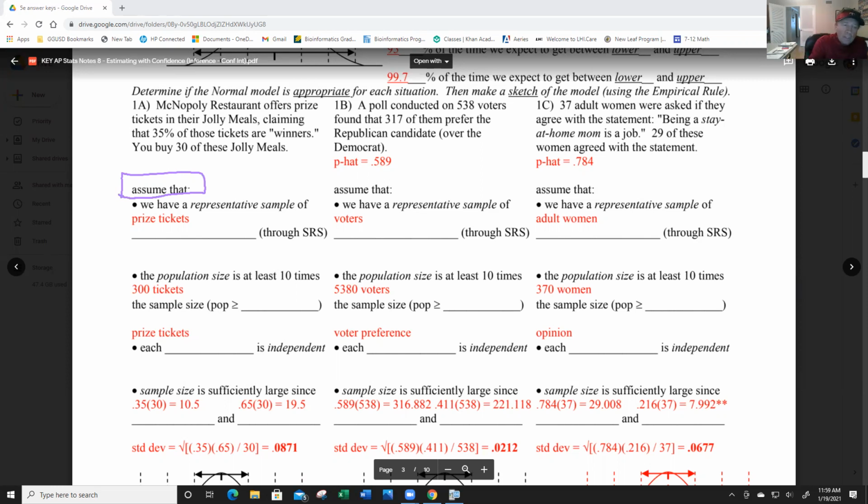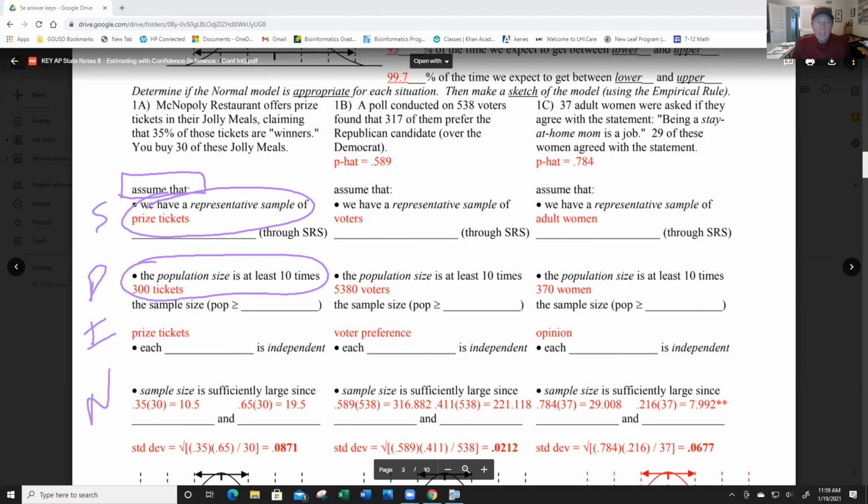So I do bullet points, S-P-I-N, right? Spin, acronym. You don't have to write out S-P-I-N, you just gotta do the work. So S, here's a good sentence frame. We have a representative sample of prize tickets. Great. Your next sentence, this is the 10% rule. The population size is at least 10 times 300 tickets, or 3,000 tickets. I am sure that we have more than 300 Jolly Meal tickets out there, okay? Each prize ticket is independent.